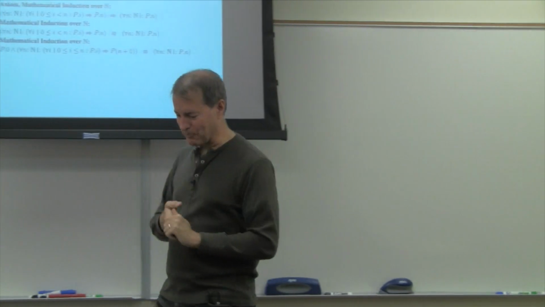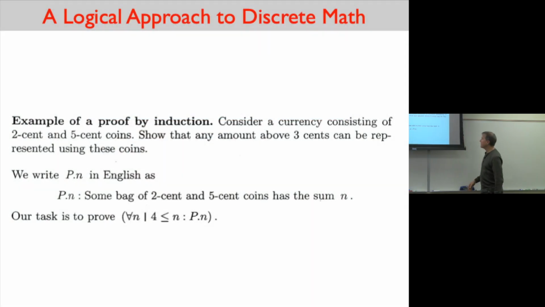So here is our first word problem proof. This is from the book, an example of a proof by induction. So let's read the problem here. It says, consider a currency consisting of 2-cent and 5-cent coins. Everybody is familiar with a nickel, that's a 5-cent coin. Let's just imagine that there is a 2-cent coin. So we have a 5-cent coin and 2-cent coins. And that's the kind of money that we have. And now it says, show that any amount above 3 cents can be represented using these coins.